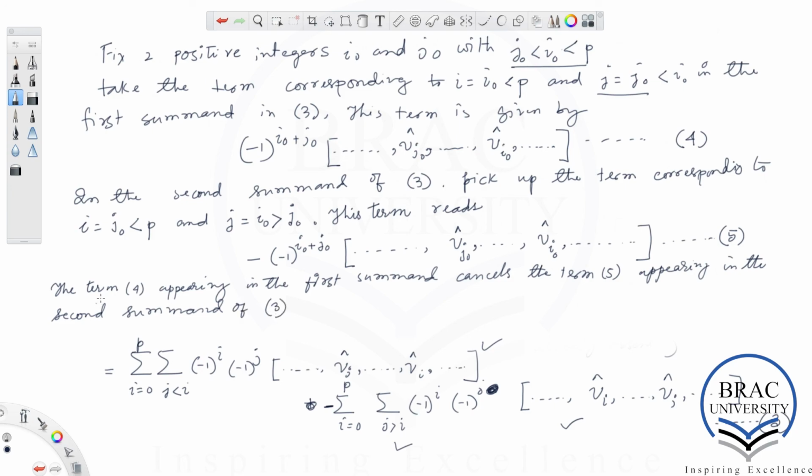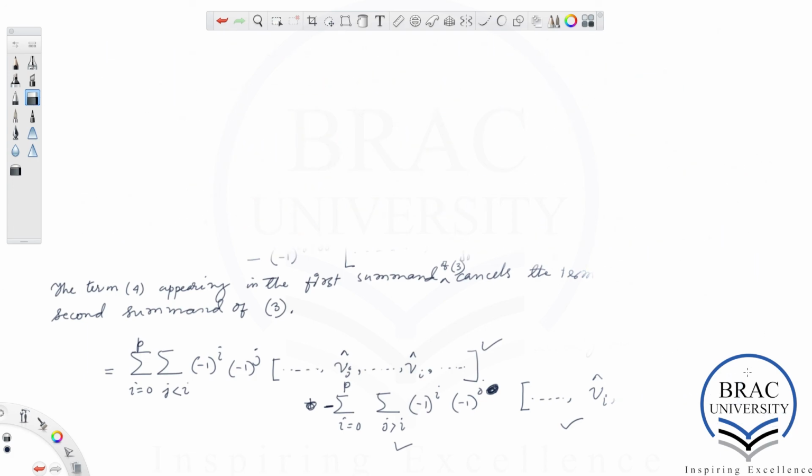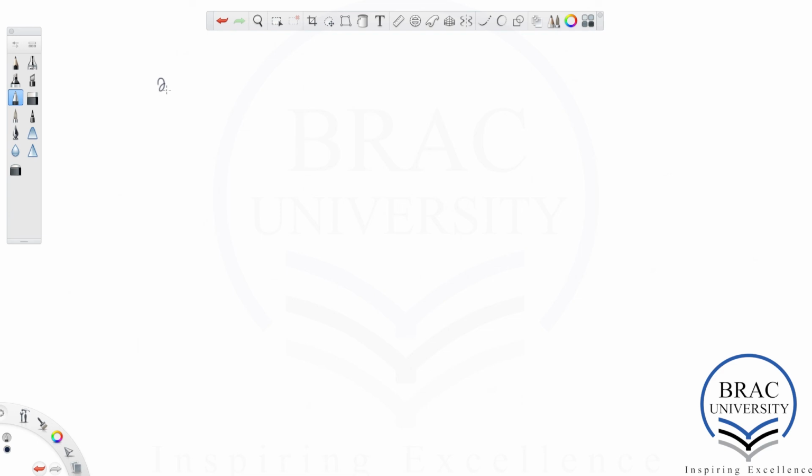So the term 4 appearing in the first summand of equation 3 cancels the term 5 appearing in the second summand of equation 3. Okay, so this way we see that each term of the first summand cancels against a term appearing in the second summand of equation 3, so that the right hand side of equation 3 is just 0. Hence one verifies that indeed del p minus 1 composed with del p is equal to 0, meaning that the boundary of a boundary is zero, QED.